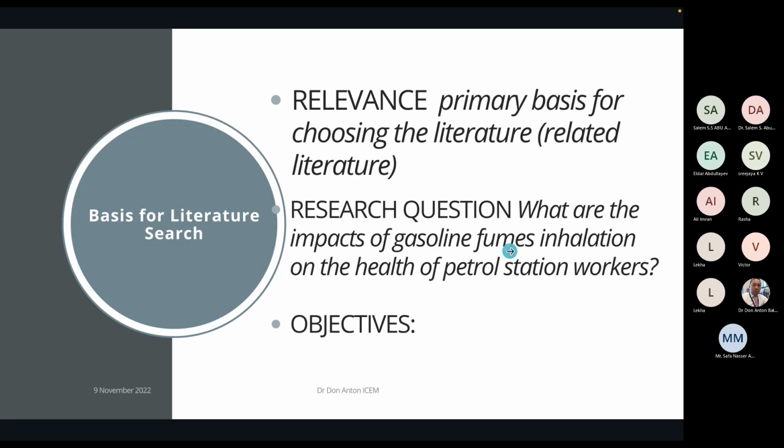For instance, the research question goes, what are the impacts of gasoline fumes inhalation on the health of petrol station workers? So this is a research question where you can instantly identify the keywords. For your literature review, you may consider gasoline fumes inhalation, petrol station workers, and impacts on the health of petrol station workers. So the research question is one of the best aspects of your research to base your literature search on. The next is the objectives.